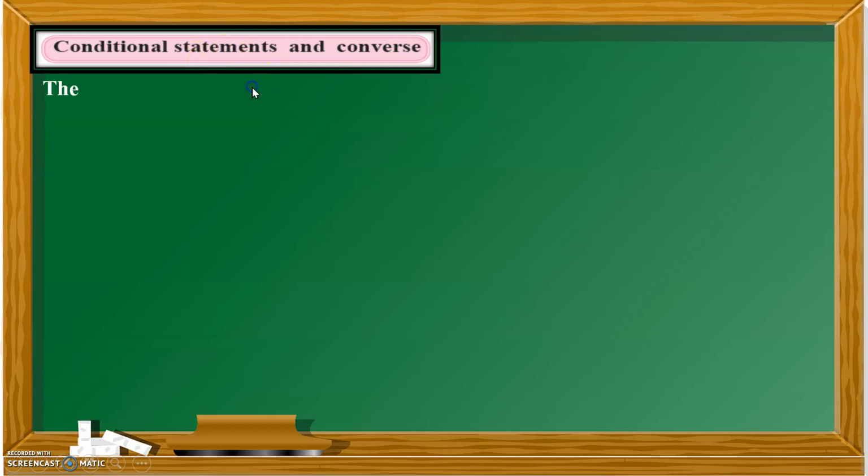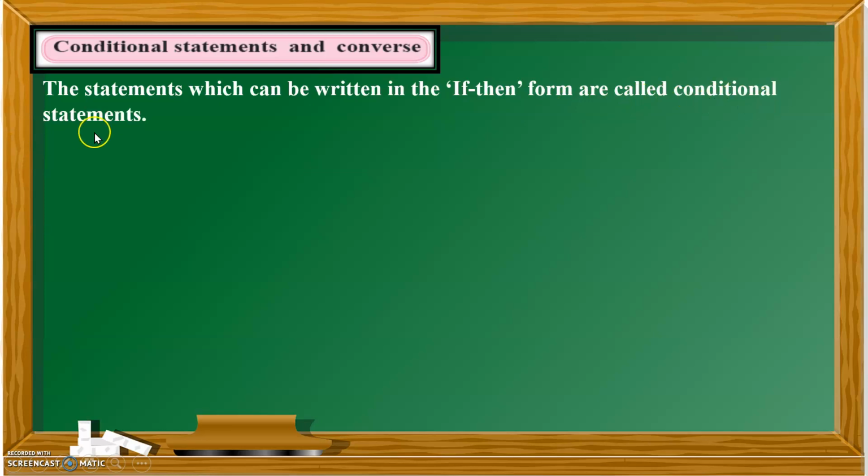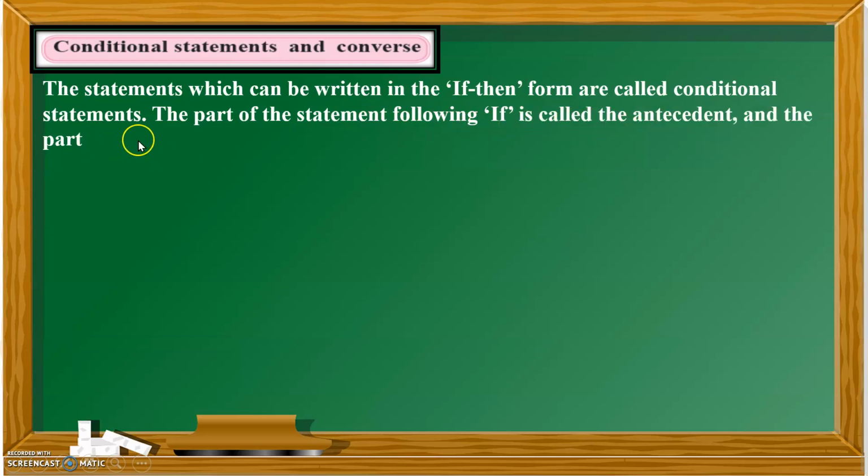The statements which can be written in the if-then form are called conditional statements. The part of the statement following if is called the antecedent and the part following then is called the consequent. Now what is the meaning of this, students? Any if-then form statement is called a conditional statement, the part that comes after if is called the antecedent, and the part that comes after then is called the consequent.